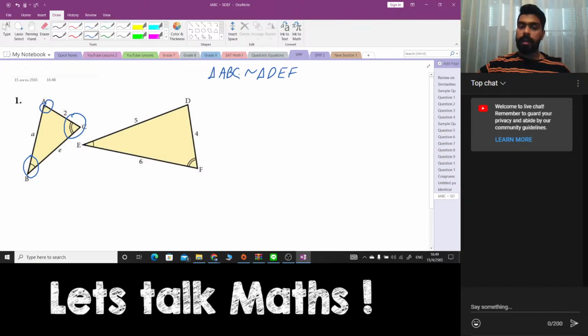So we know that our angle A will be equal to angle D, right? Our angle B will be equal to angle E, and our angle C will be equal to angle F, right, guys? So these two will be the same for sure.